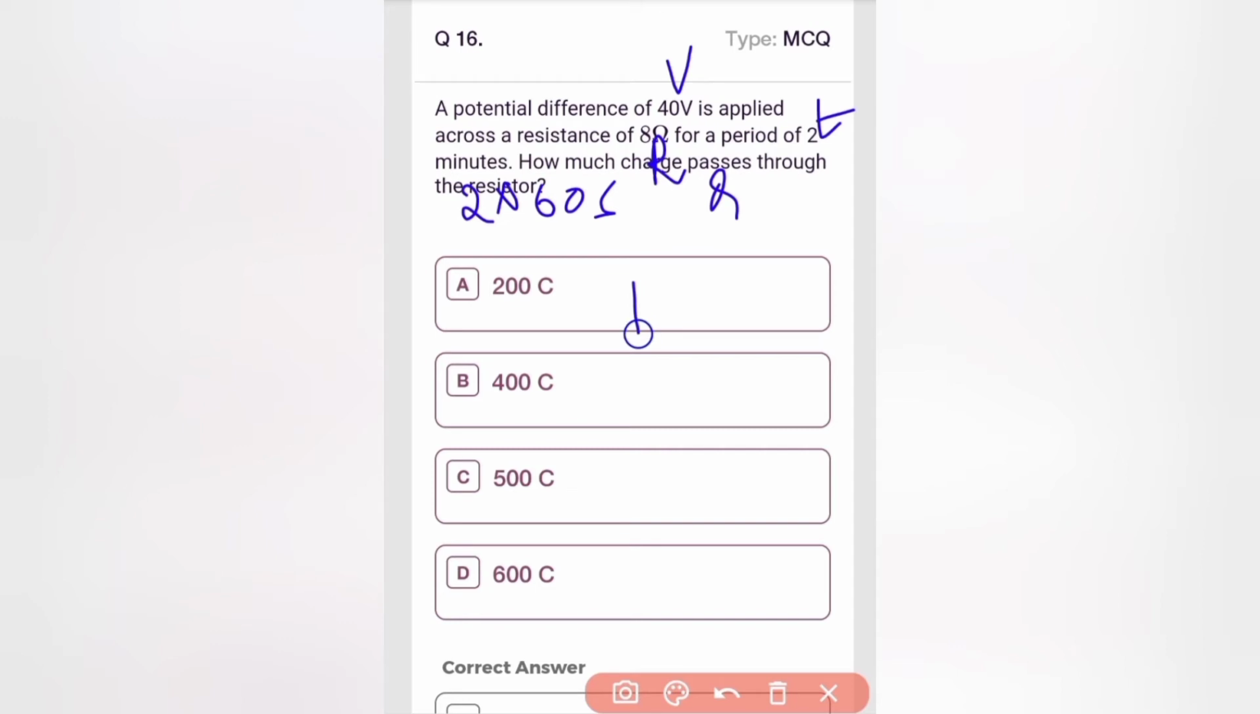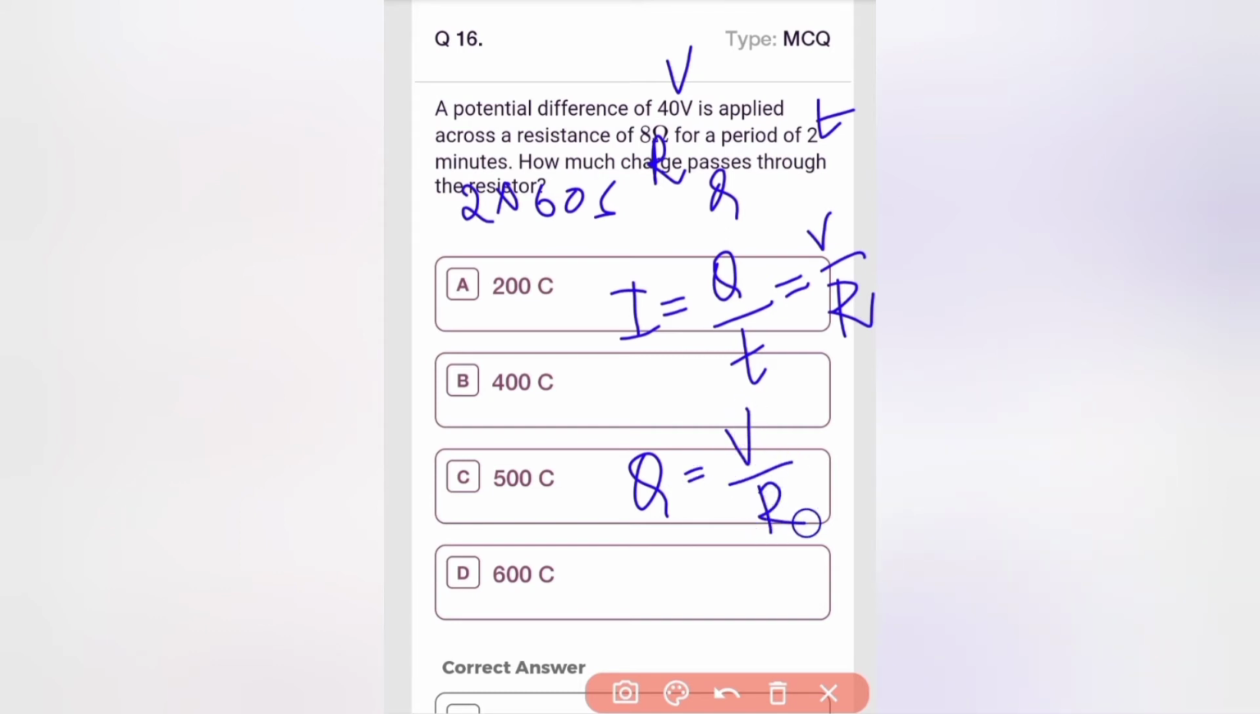So here, how will you find current? I is equal to Q by T. Do we know current? Yes, we can also find the current by V by R, isn't it? So from this, how will you find Q? Q is equal to V by R, and this T I can take to the other side, so times T.